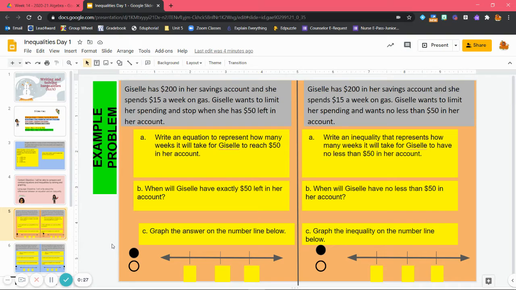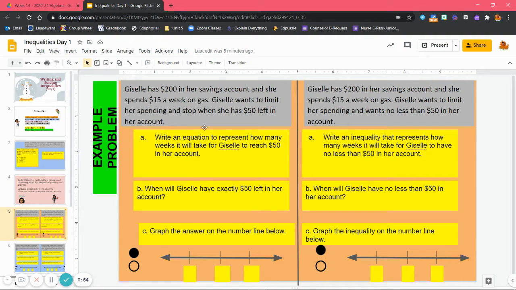You'll notice that these slides, or the problems, are going to be almost exactly the same, with a very minor detail that's going to be different. Okay, so let's look at our first example problem on the left-hand side. It says Giselle has $200 in her savings account and she spends $15 a week on gas. Giselle wants to limit her spending and stop when she has $50 left in her account.